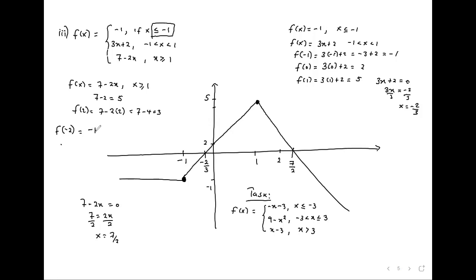Then f of 0, we found it. We said 3 by 0 plus 2 was giving us 2, because 0 is in between -1 and 1. Then f of 10 is bigger than 1, so you substitute in the last equation, so that is 7 minus 20, which is -13.